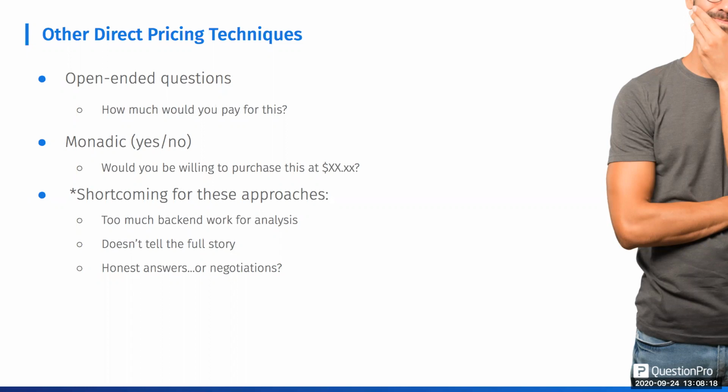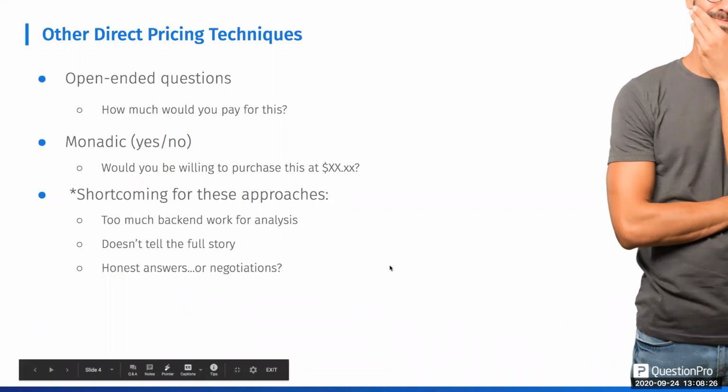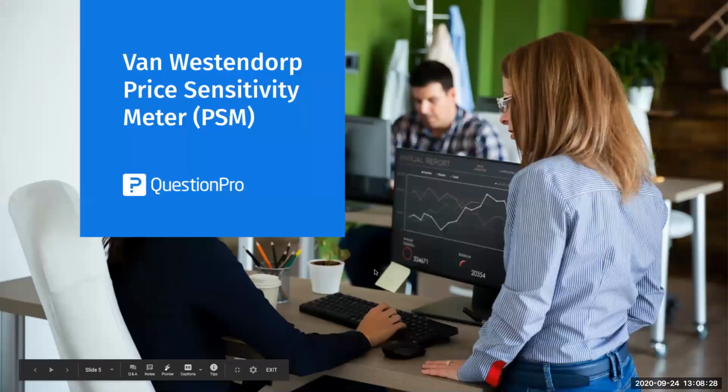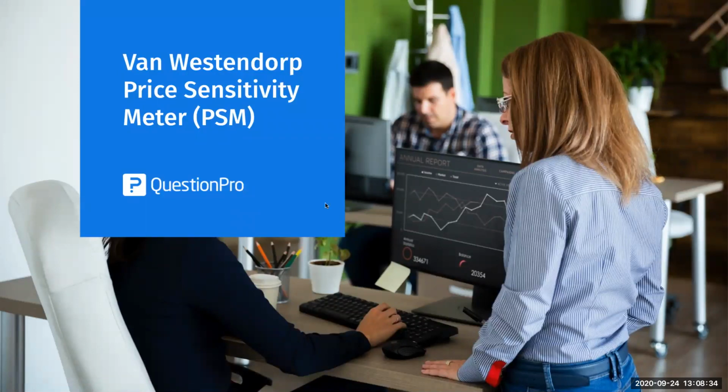So what is the difference between the two? How do these techniques work? How do you know when to use one or the other? Well, let's get into it. We'll start with Van Westendorp. The Van Westendorp price sensitivity meter is the full name of this research technique.